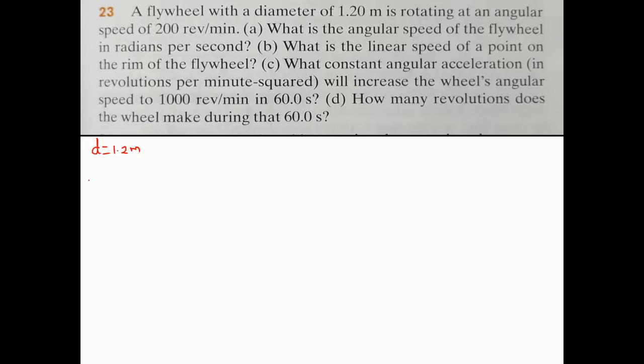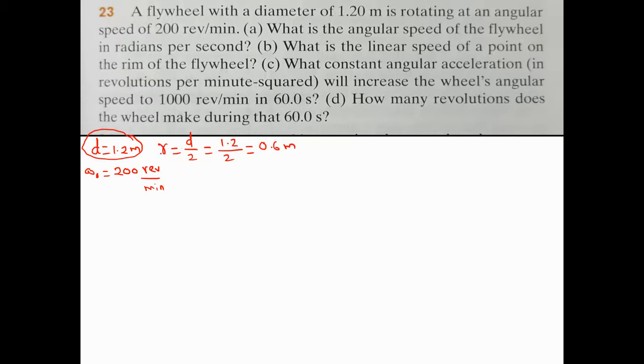an angular speed. That means your initial angular speed is given. So what is your initial angular speed? Omega naught. What is your omega naught? 200 revolution per minute. Now, if you have the diameter, you can easily find the radius. Am I right? So what is your radius? Diameter divided by 2 gives you the radius. Therefore, 1.2 divided by 2 gives you 0.6 meter. Understand? Okay.